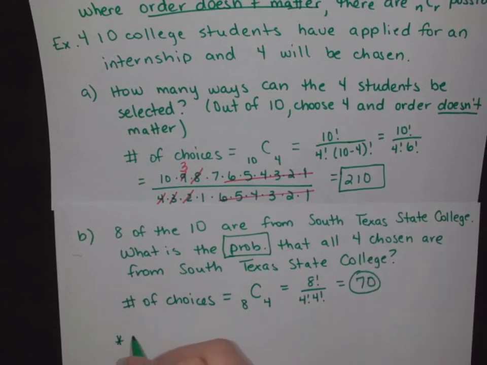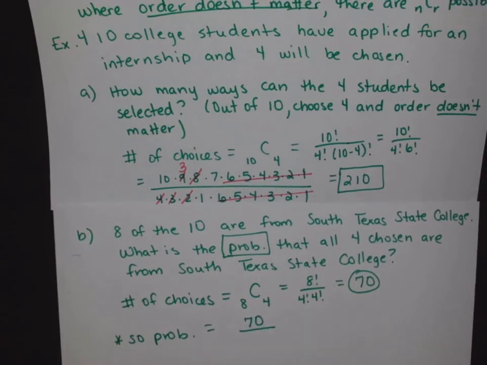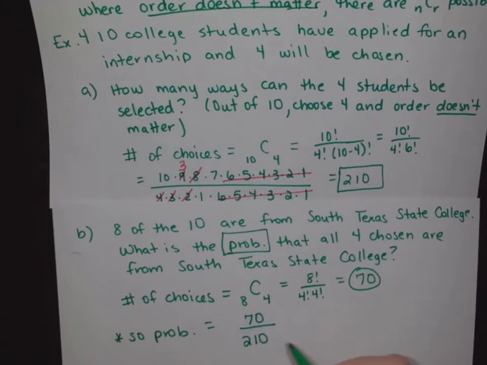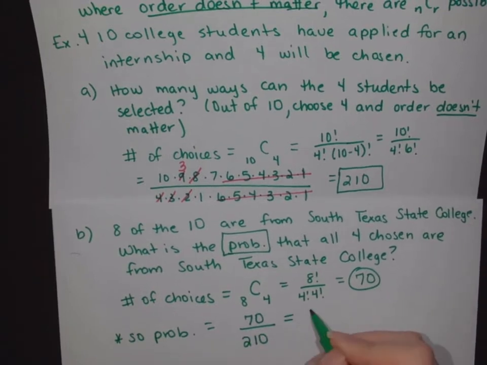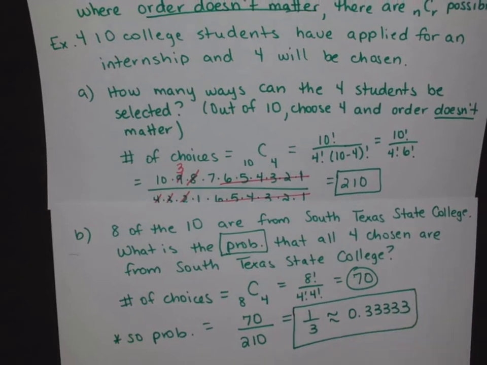Okay. So then to answer the question of the probability, it will be 70 ways where all 4 are going to be from South Texas State, over the 210 ways that we got in Part A. So this works out to be 1/3. If we're sticking with the 5 decimal place rule like we have been lately, then it would be 0.333 forever and ever.